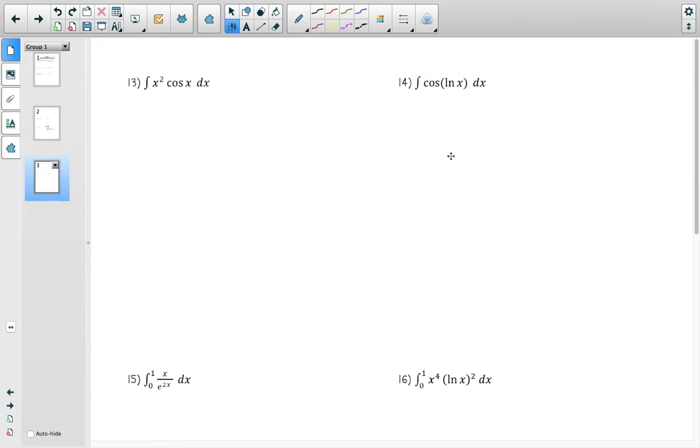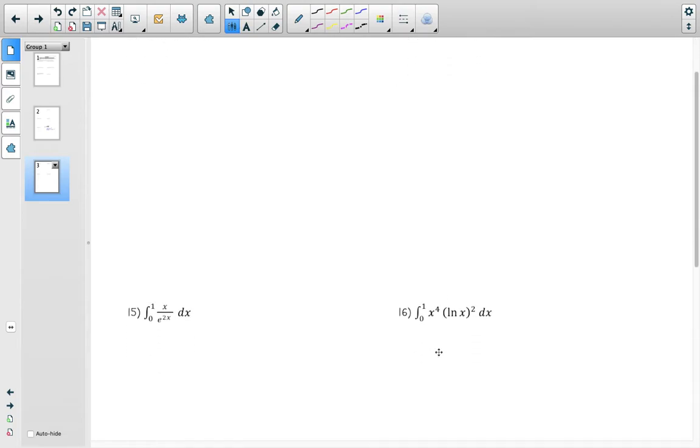If there wasn't that 1 and 0, there's a hint, you'd have to do U substitution and then integration by parts. But because of this, it causes a little bit of an issue. So I'm going to start it, and then that's where I'm going to kind of end it too. Okay, so your first step is going to have to be U substitution.